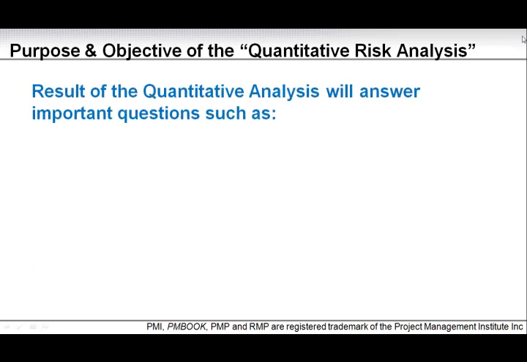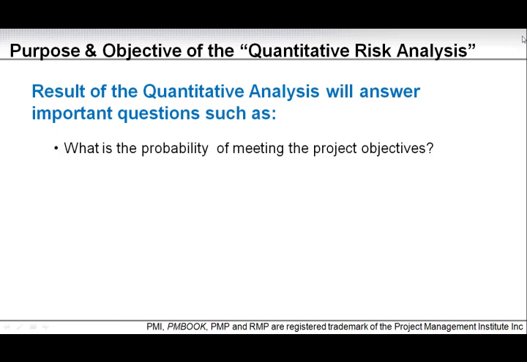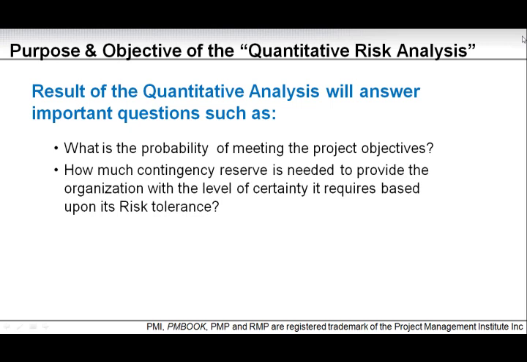So the result of the quantitative analysis will answer some important key questions, such as what is the probability of meeting the project objectives? How much contingency reserve is needed to provide the organization with the level of certainty it requires based upon its risk tolerance? And note the word risk tolerance here. That's again the key when we are talking about stakeholders and organization, and it goes throughout, which is why this is so important to understand for the exam, as well as understand if you're going to implement the PMI project risk management process.